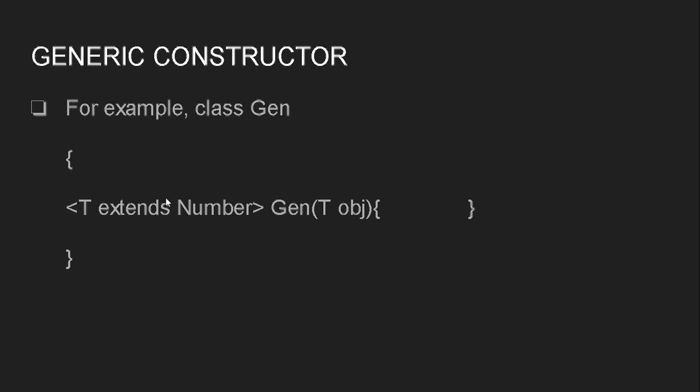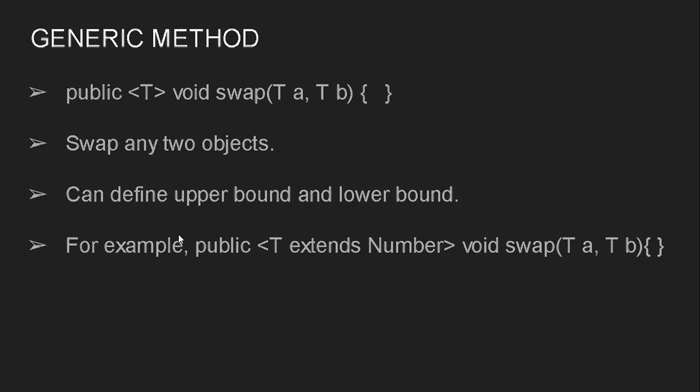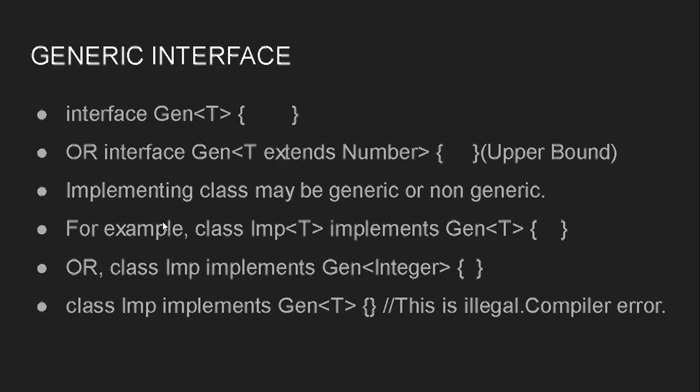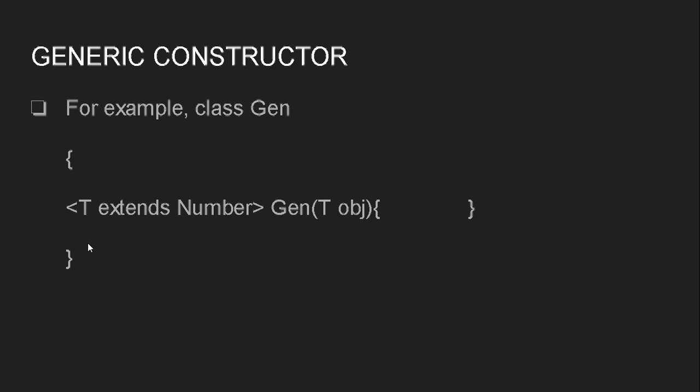So you need to define a constructor in much the same way as a method. First of all you need to define the type parameter. This particular thing shows that this is a kind of upper bound, so you can use this if you want, but even if you don't use it, it is not going to matter. It is completely up to you what logic you are trying to build. Then after that, Gen is the name of the class, obviously, so the name of the constructor has to be the same as the class name. Then T obj, T is referring to the type parameter. So this is a kind of generic constructor.